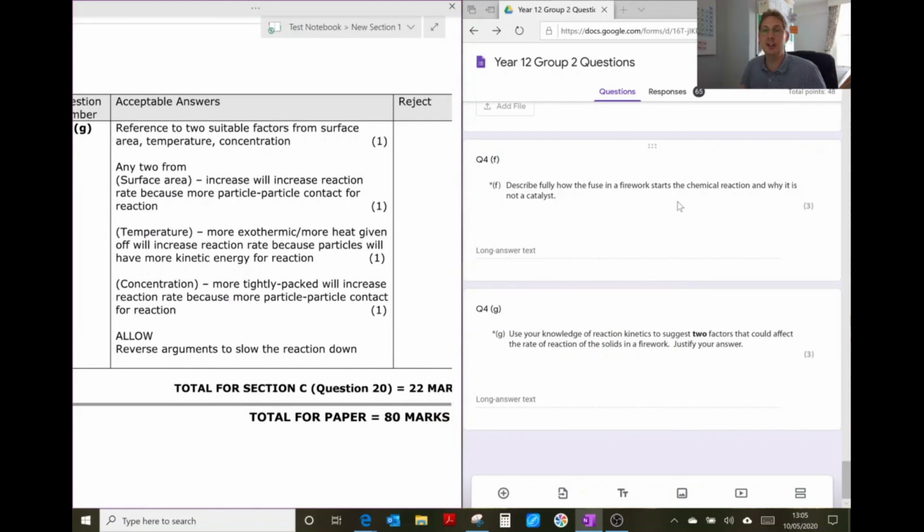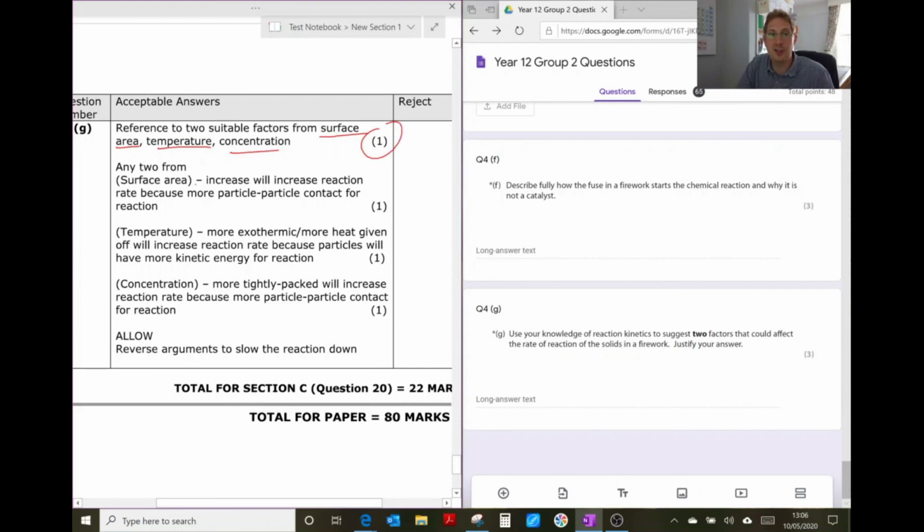And finally, use your knowledge of reaction kinetics to suggest 2 factors that could affect the rate of reaction of the solids in a firework. Reference to any 2 suitable factors from surface area, temperature and concentration. Lots of people mentioning catalysts, not allowed by the mark scheme, I'm afraid. So 1 mark for mentioning 2 of those.